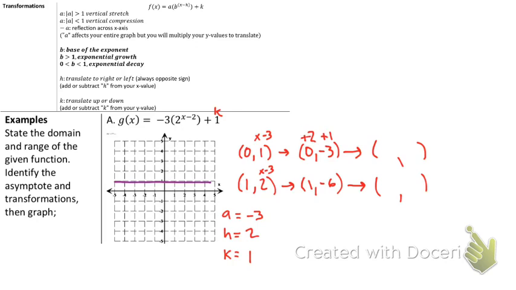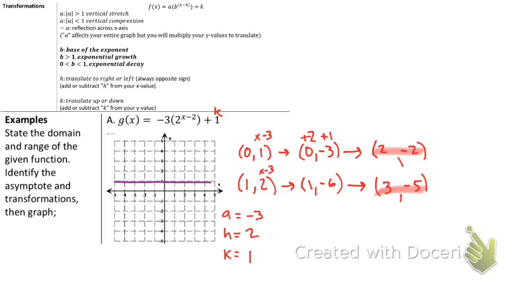0 plus 2, 2. -3 plus 1, -2. 1 plus 2, 3. -6 plus 1, -5. So these guys here are my final points.